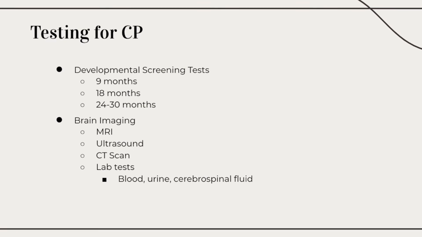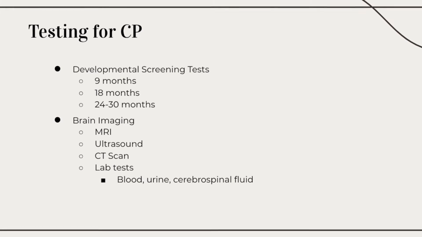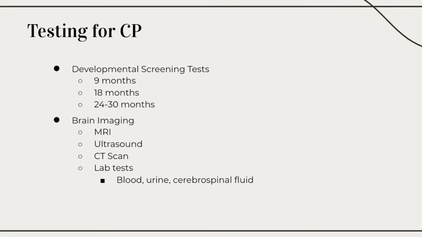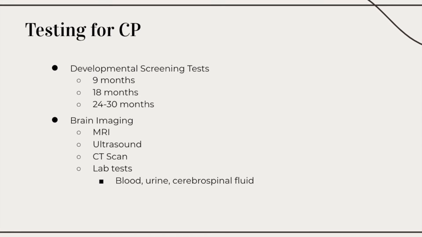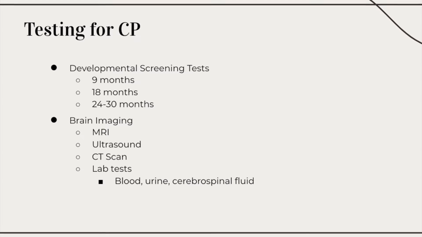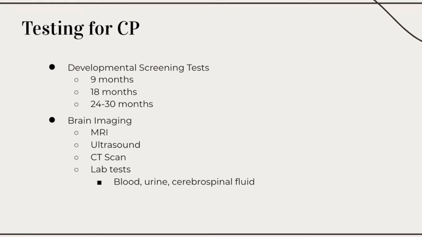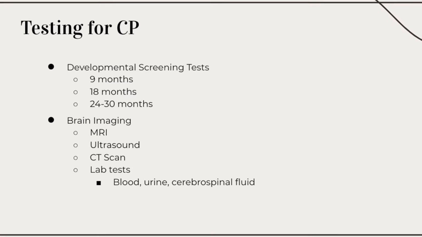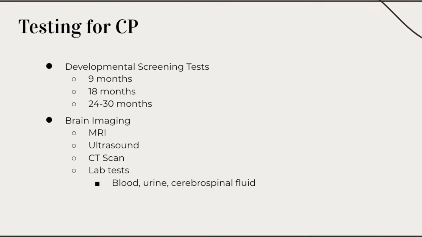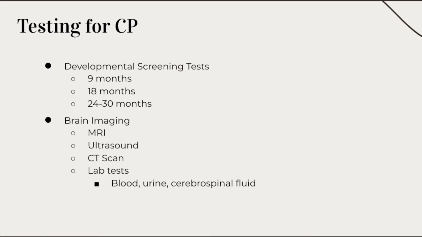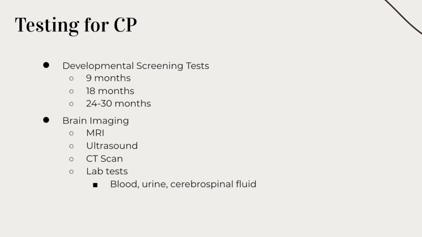If they notice a child isn't progressing as far as they should be, a physician or specialist can recommend they get a medical test such as brain imaging, which is like an MRI scan, ultrasound, or CT scan. They can also do lab tests, which will be blood work, urine, or cerebral spinal fluid. And when you're doing these tests, generally you're trying to rule out other possible disorders, just to narrow it down to cerebral palsy itself.